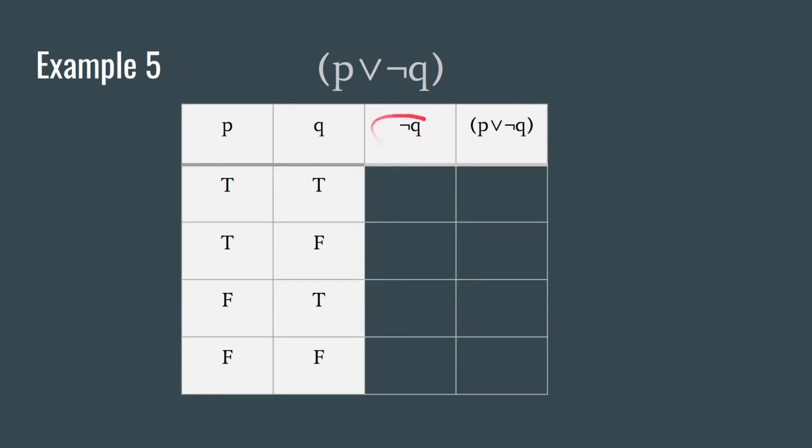Of course, here we're going to flip the truth values for this column. We're going to go from T to F, F to T, T to F, F to T. Now we're ready to go. We know that a disjunction is false only when both disjuncts are false. So here, at least one of the disjuncts is true, so we're going to have a T. Here, both disjuncts are true, so we're going to have a T. Here we've got both disjuncts false, so we're going to have a false. And here we've got at least one disjunct true, so we're going to have a T.